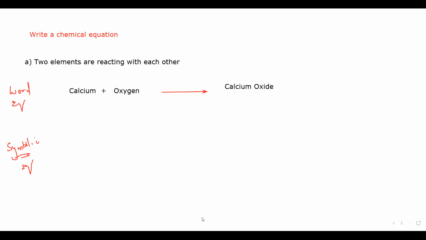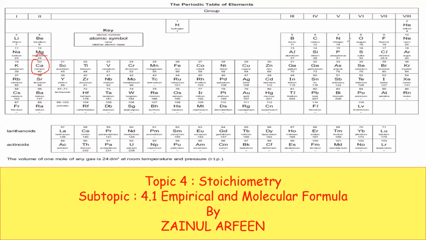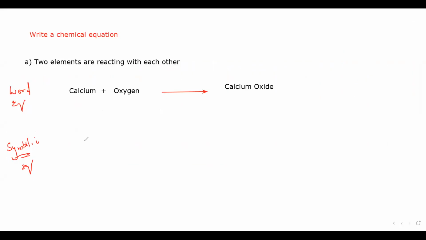So when you check the symbol for calcium, that is Ca. And when you check the symbol for oxygen, because oxygen is a non-metal, it will not be O. You will not write O. What you will write, because it's a non-metal, so how does a non-metal exist? A non-metal exists as a molecule. So calcium plus oxygen: we don't write O, we will write O2, because it is a non-metal and a non-metal exists as a molecule. So calcium plus oxygen gives calcium oxide.